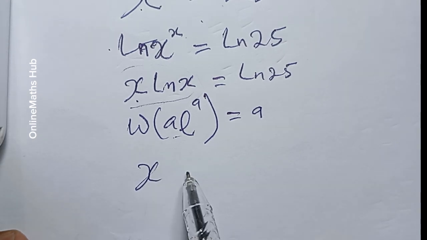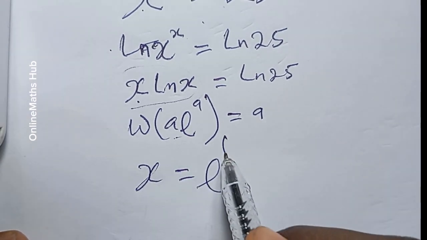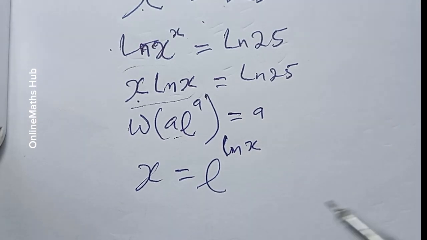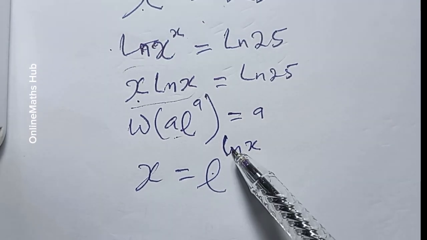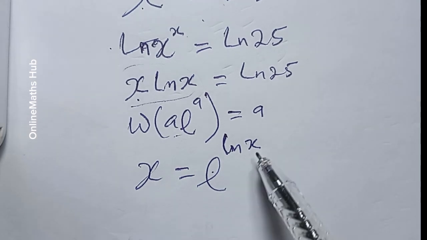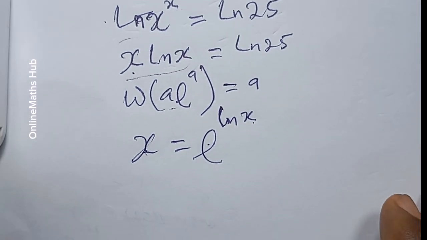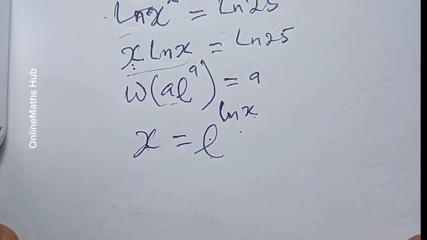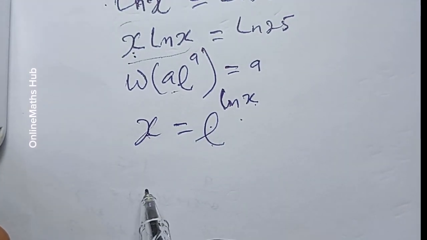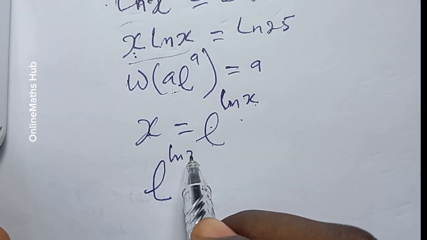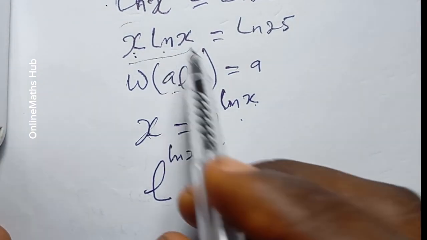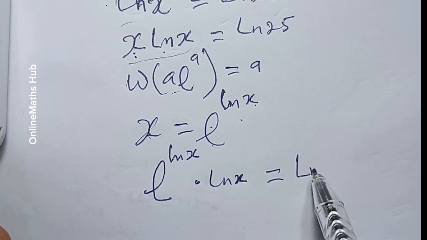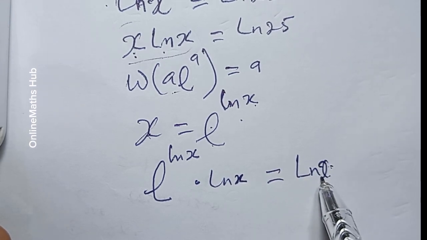We can achieve that by making a substitution for x. So we can write x as exponential natural log of x. It is still the same, because when you take the exponential of natural log, it gives you 1, and then 1 times x returns you to x. So in place of this x I have right here, I'm going to write exponential natural log of x, so that I have exponential natural log of x multiplied by this natural log of x right here, and it is equal to the natural log of 25.